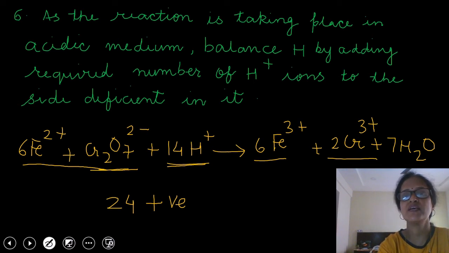In the product side we have ferric iron having 3 positive charges, so 6 will have 18 positive charge, and here chromic ion has 3 positive charge, so 3 into 2 is 6, so we will have 18 plus 6, which is 24 units of positive charge in the product side also.